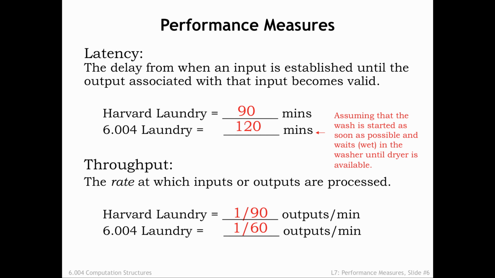Which is the better system? Well, that depends on your goals. If you need to wash 100 loads of laundry, you'd prefer to use the system with higher throughput. If, on the other hand, you want clean underwear for your date in 90 minutes, you're much more concerned about the latency. The laundry example also illustrates a common trade-off between latency and throughput. If we increase throughput by using pipeline processing, the latency usually increases since all pipeline stages must operate in lockstep, and the rate of processing is thus determined by the slowest stage.